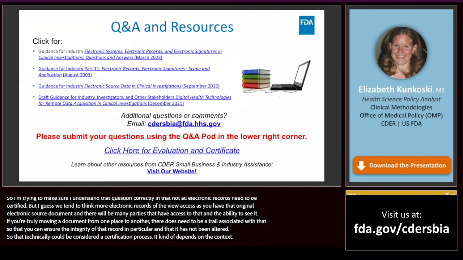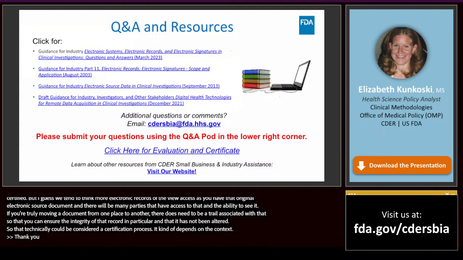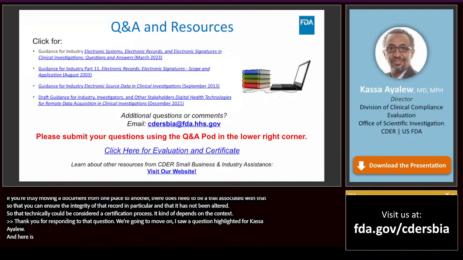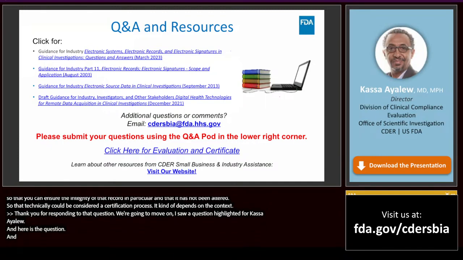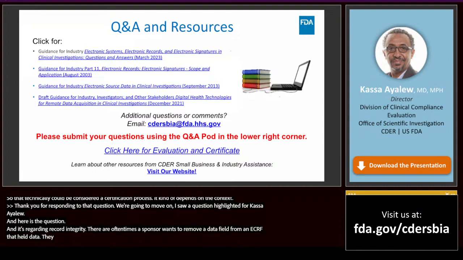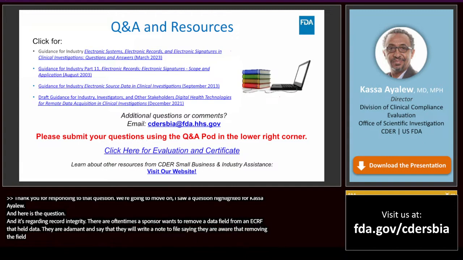Thank you for responding to that question. We're going to move on. I saw a question highlighted for Kassa Ayalew, and here is the question. It's regarding record integrity. There are often times a sponsor wants to remove a data field from an eCRF that held data. They are adamant and say that they will write a note to file saying that they are aware that removing the field will remove data as well. Is a NTF acceptable?